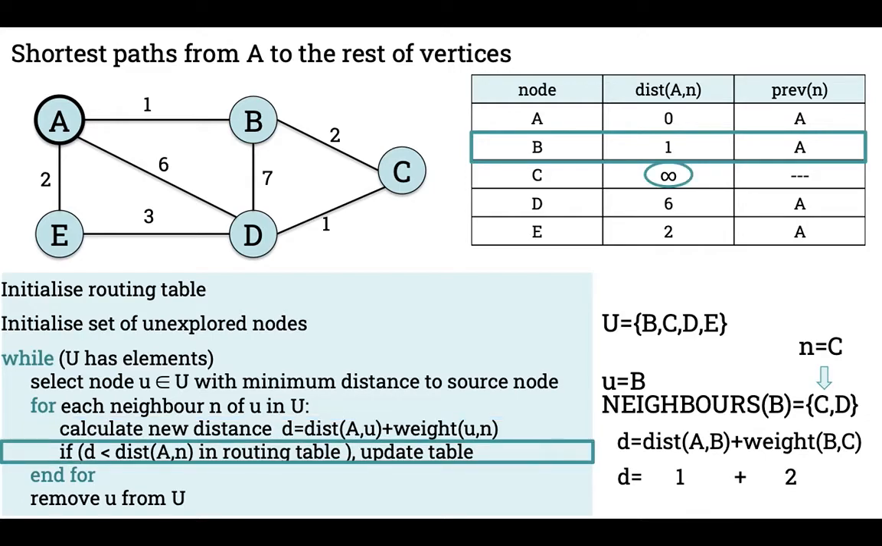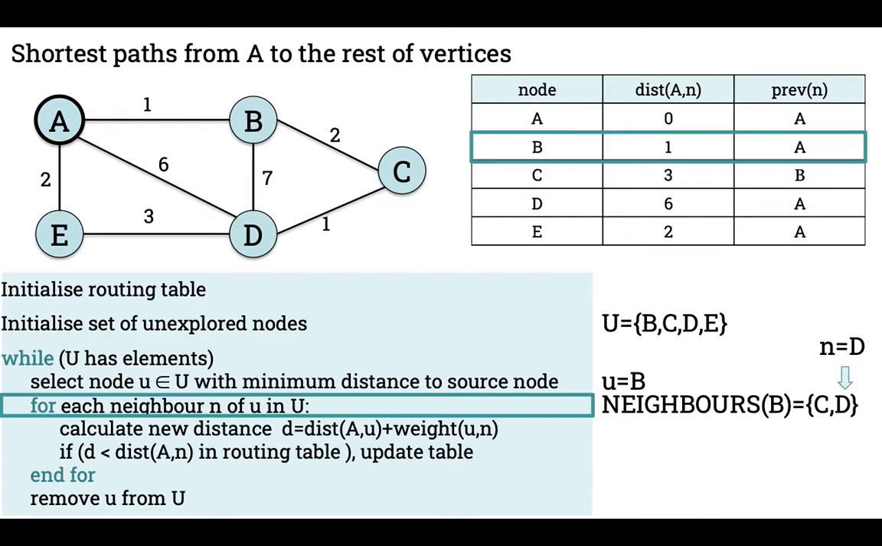Next, we check whether this distance is shorter than the distance recorded in the table from A to C. Yes, 3 is shorter than infinite, so we update the table with the new distance and information of the previous node B. We move to the next neighbor of B, which is node D.